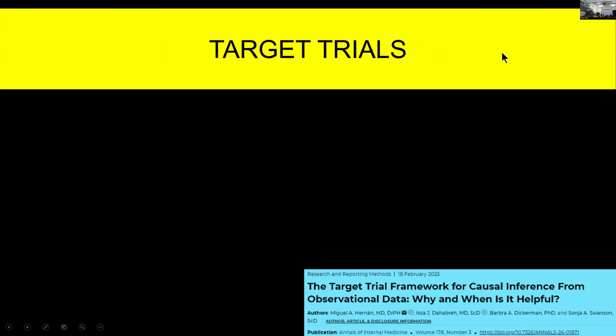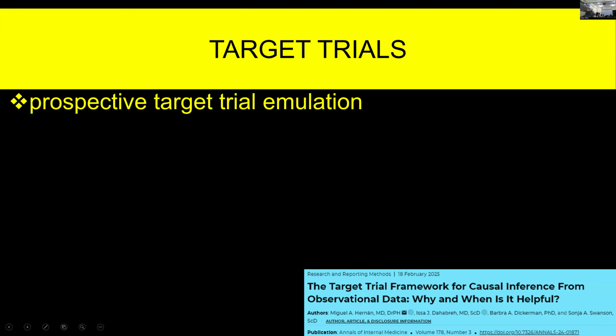So the last one I'll stop with is called target trials. In simple words, a target trial is a large observational study that you modify to look like a randomized controlled study. It's not a randomized controlled study. We have a large amount of data and you rearrange the data to look like a clinical trial. So it's called a target trial.